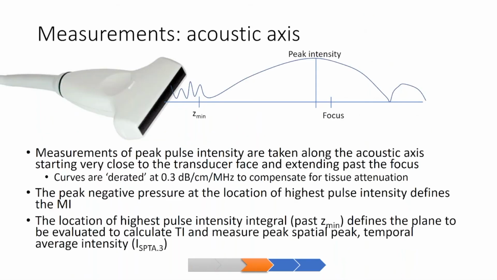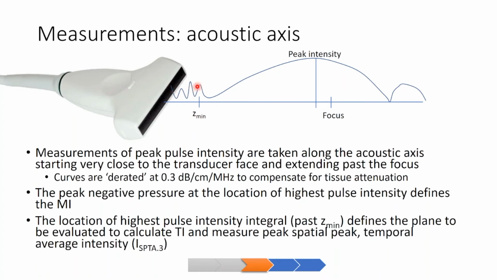Once that's accomplished, we then go about carefully measuring the pressure along the acoustic axis. To do this, we move the hydrophone as close as possible to the transducer face without damaging it, and take small steps away from the probe, measuring the pulse intensity integral at each location. What that might look like is shown by this curve here.